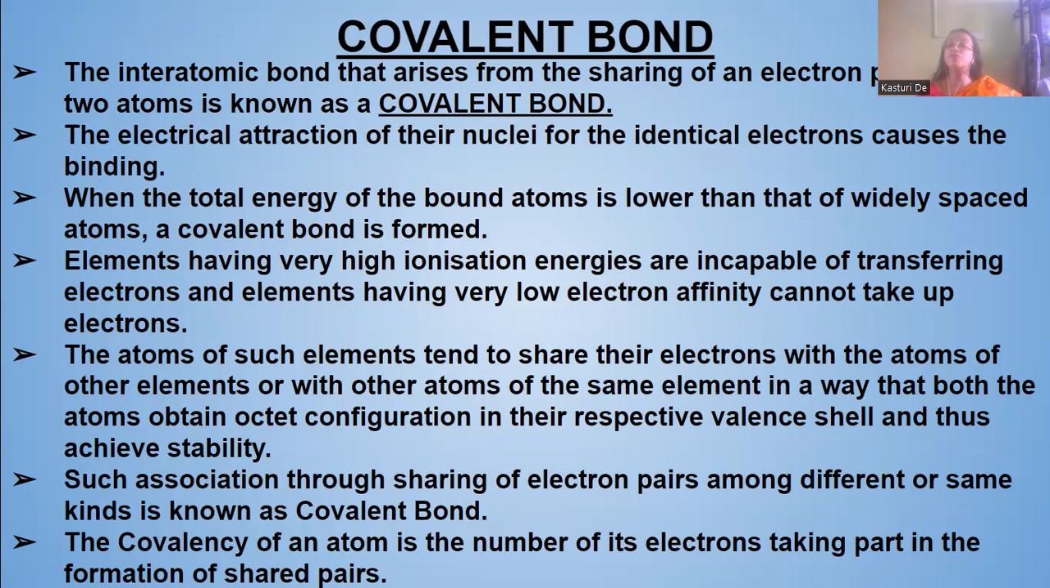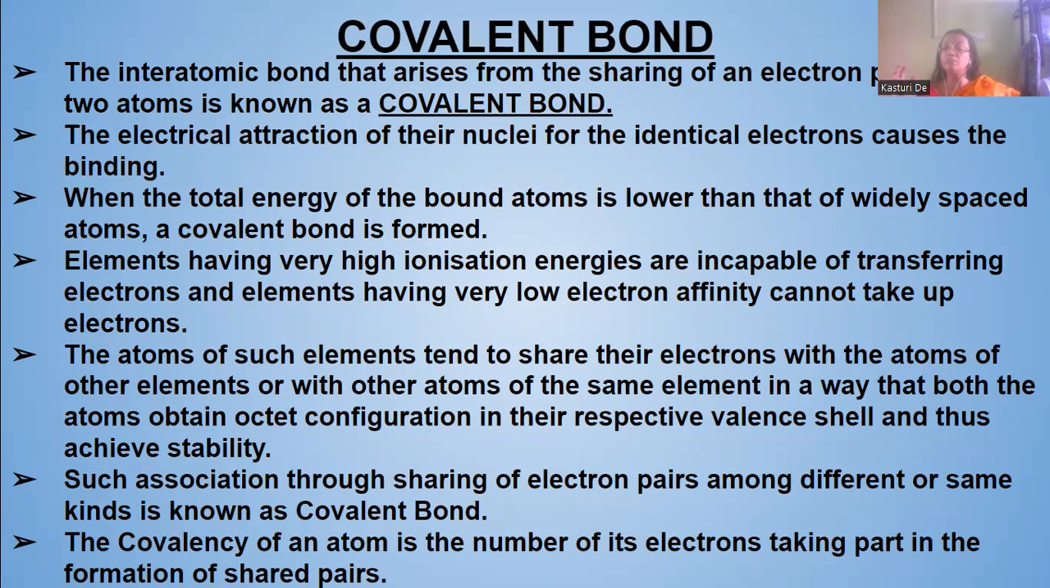Clear? Now the atoms of such elements tend to share their electrons with the atoms of other elements or with atoms of the same element, in a way that both the atoms obtain the octet electronic configuration in their valence shell, and thus achieve stability. Without forming the octet configuration, an atom cannot be stable.